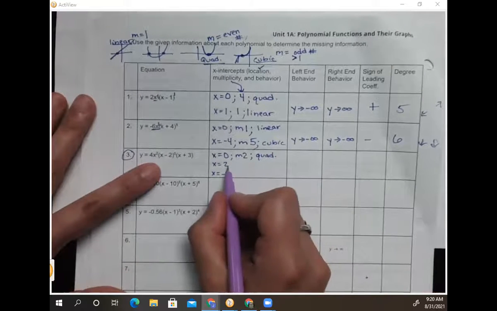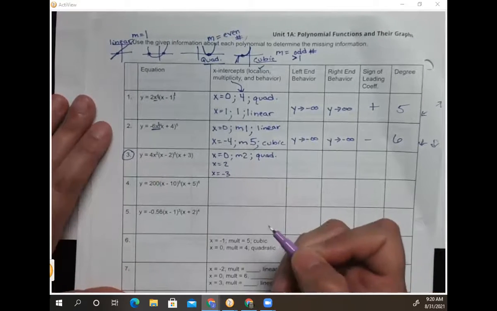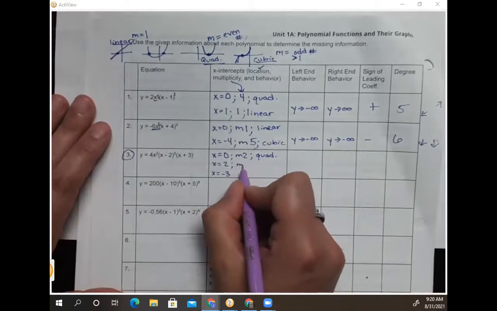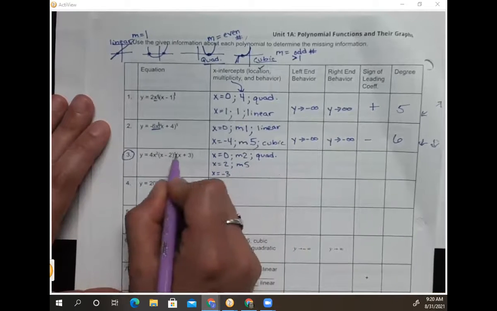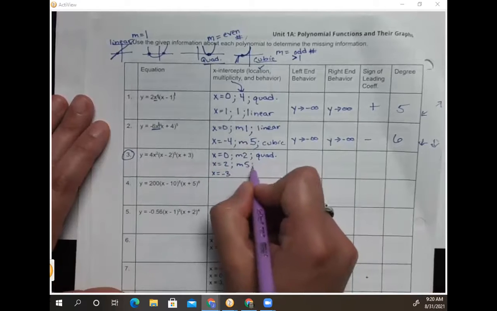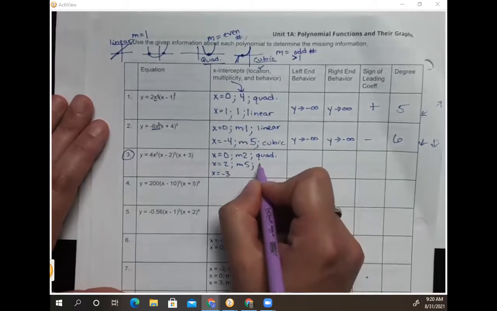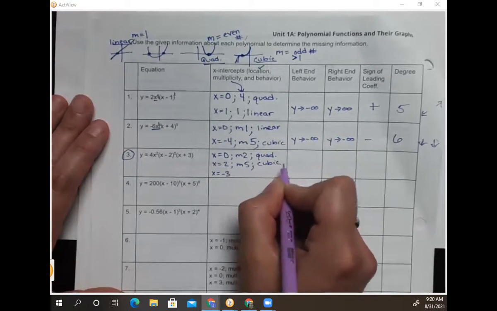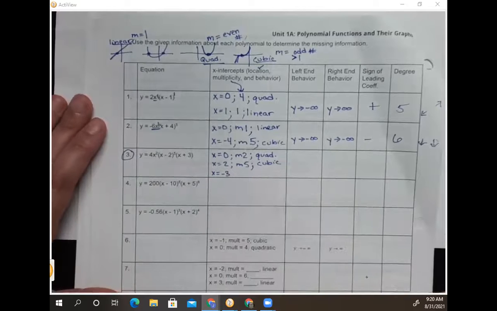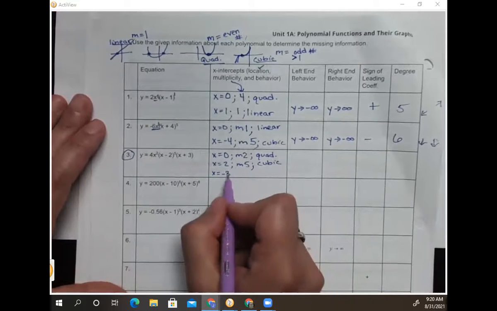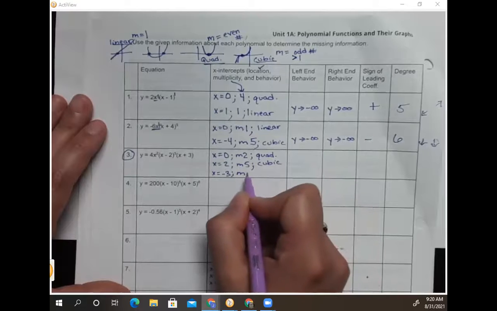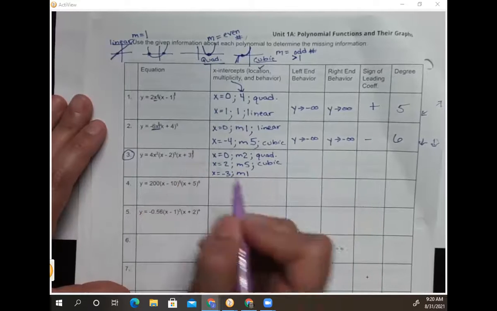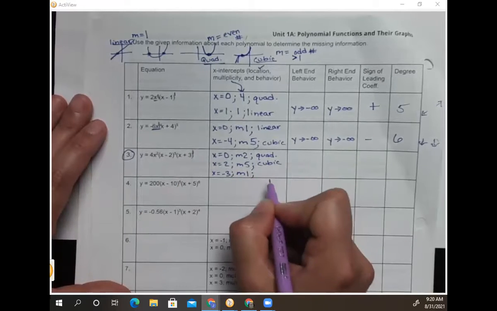How about when my x-intercept is +2? What's my multiplicity? 5, right? That came from this factor. This x-intercept came from this factor, and its exponent is 5. So what kind of behavior will I see? Cubic. It's an odd number that's not 1, so that's cubic behavior. And then how about when my x-intercept is -3? What's our multiplicity? 1. Yeah, if I don't see an exponent, it's 1. So then what's my behavior?